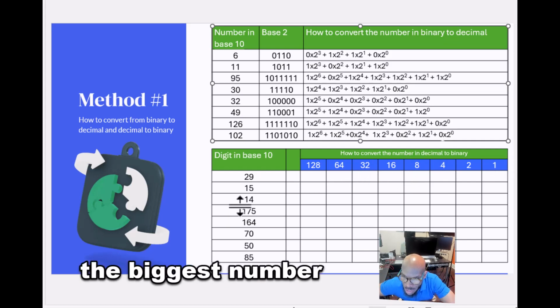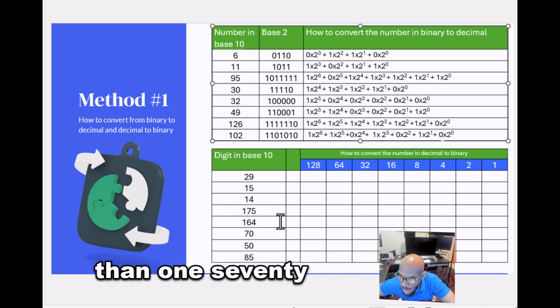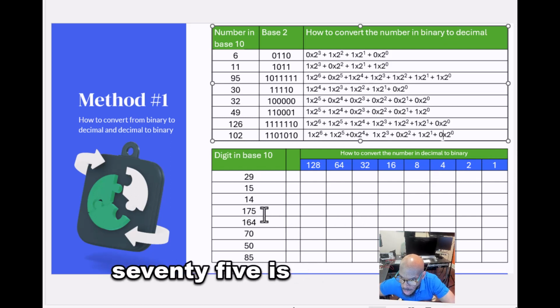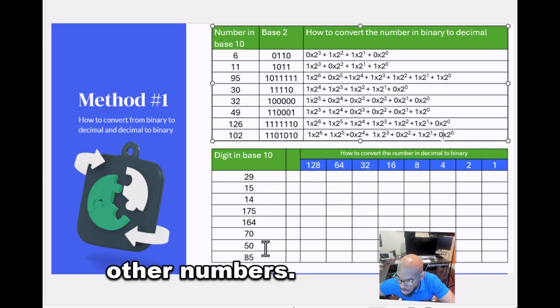Since the biggest number is 175, we went ahead and put the weight in there that's smaller than 175, but not going over it. So the closest one to 175 is 128. So these would be the weights for these two numbers. Now the weights for 29 and the other numbers, what you have to do is find a number that's closest to 29 without going over it. So what's closest?